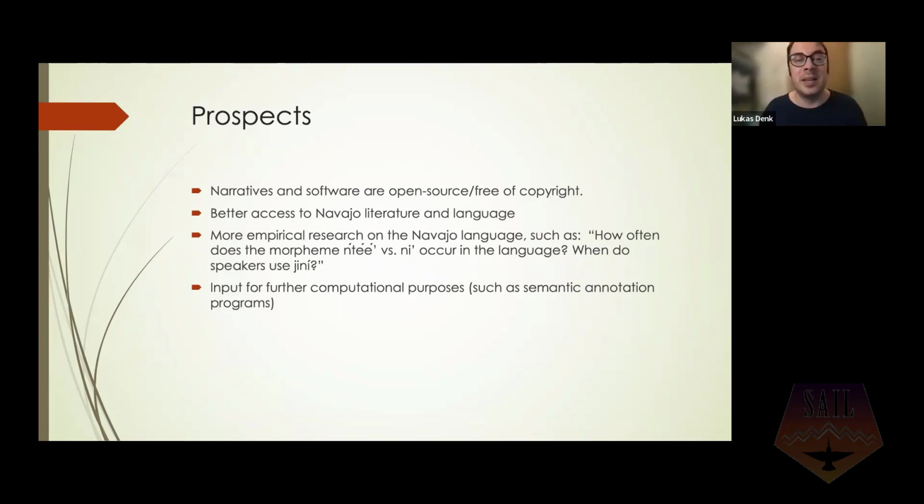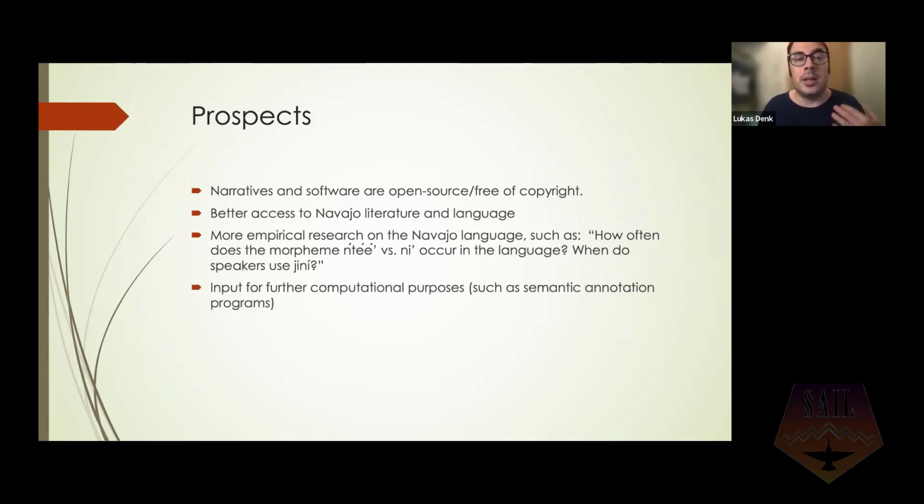So the narratives are open source. Everyone can download them free of copyright. That's why historical narratives; for contemporary narratives, one has to always seek permission. It allows better access to Navajo literature and language and more empirical research, obviously, like frequency, how often does this morpheme come up? And then further down, it can also be used for further computational purposes like semantic annotation and so on.